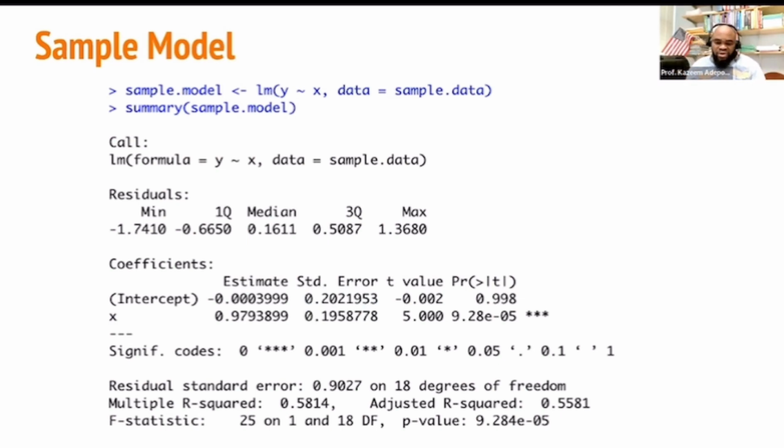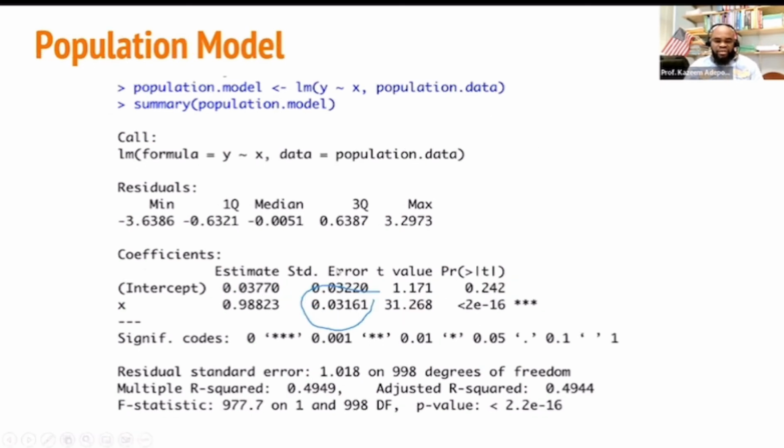So what is going to happen now? I'm going to show you. Another thing I wanted to take note of: look at the standard error of the coefficients here, compared to here. The standard error of the coefficient when you are using the population data is lesser than the other one when you use sample data.